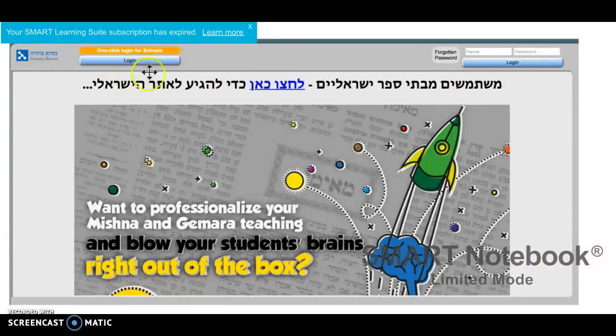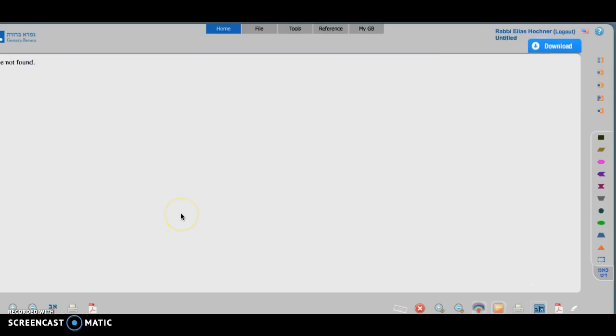When you get there, this is your initial page. You will log in here on the left side. You will use your school email and also your password. And once you log in, it will look like this. You will arrive at the workspace.